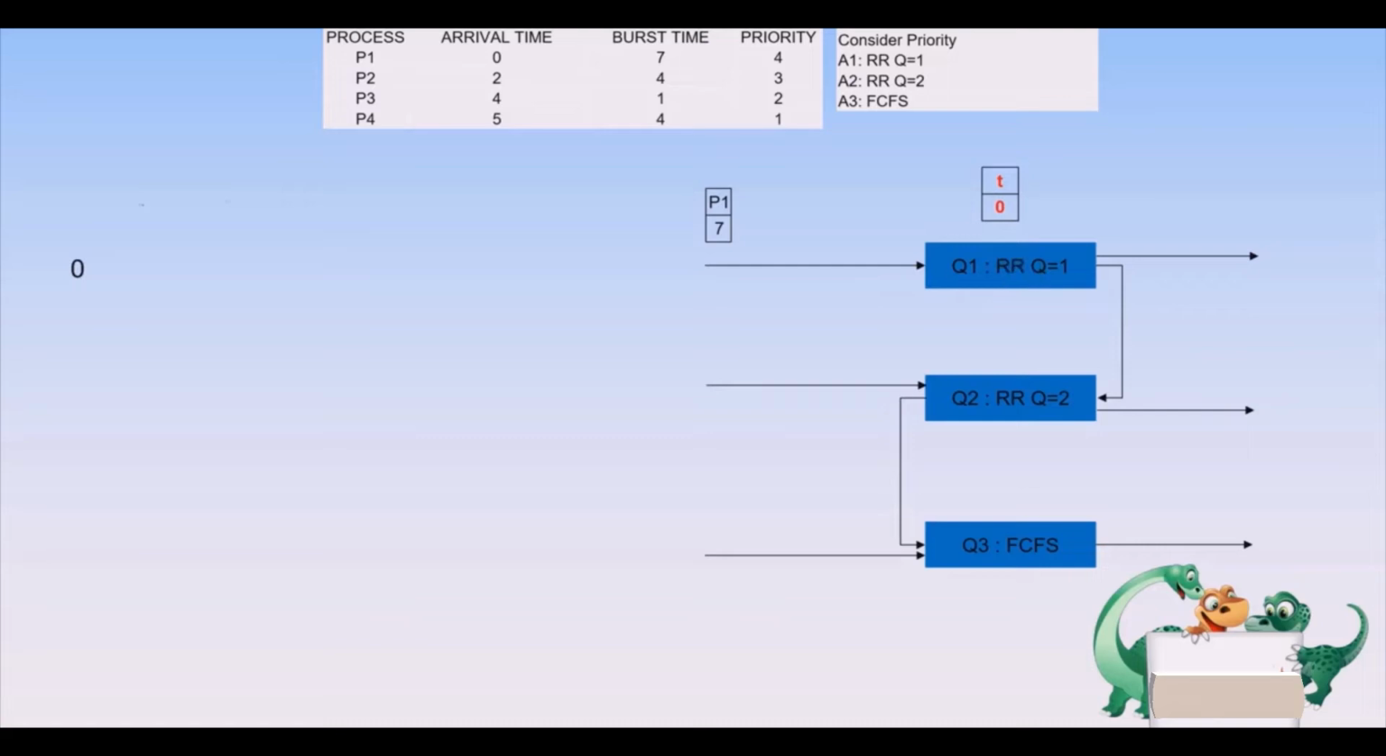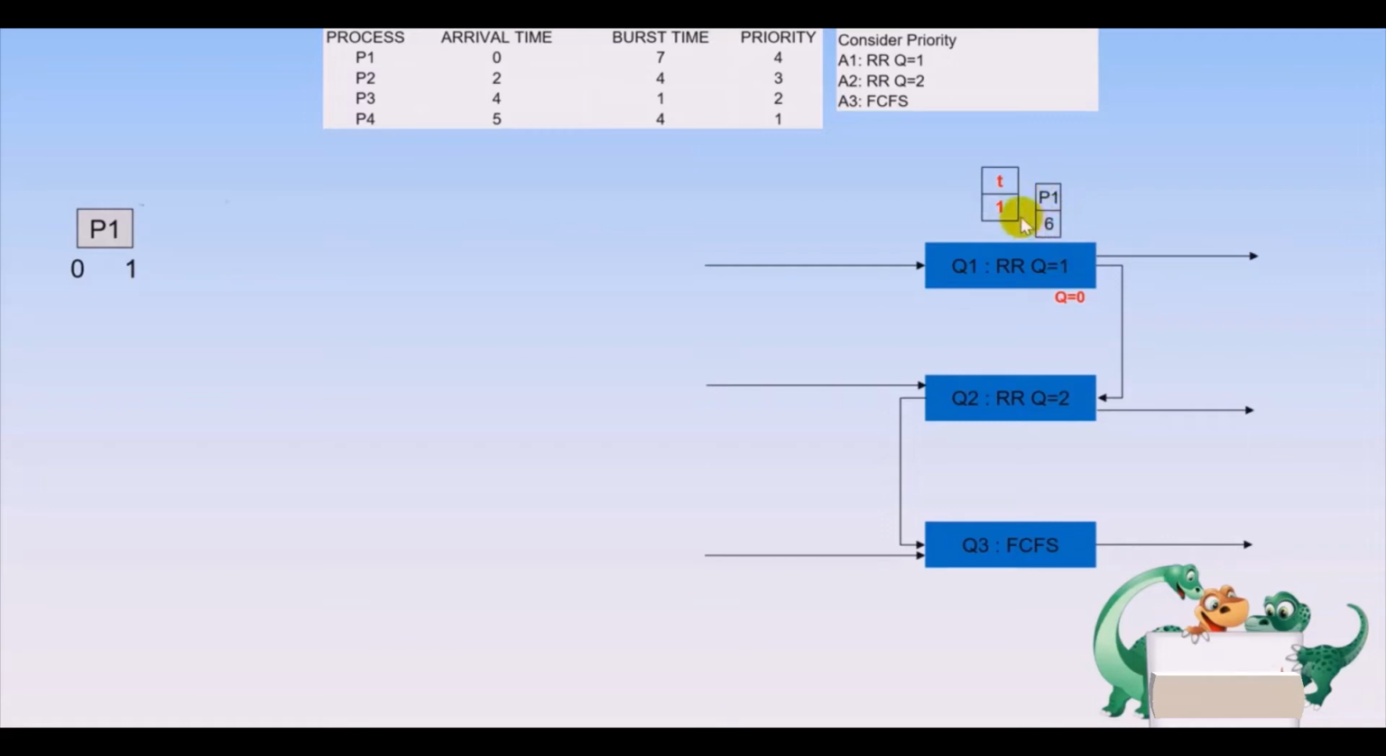At time 0, P1 is there. This P1 will be moved from Q1 to the CPU for execution, and it will be given a quantum of 1. The quantum is initially set to 1, and it expires when it reaches 0. When it reaches 0, that means process 1 has finished its execution slice after 1 millisecond. So at time 1, P1 has been executed.